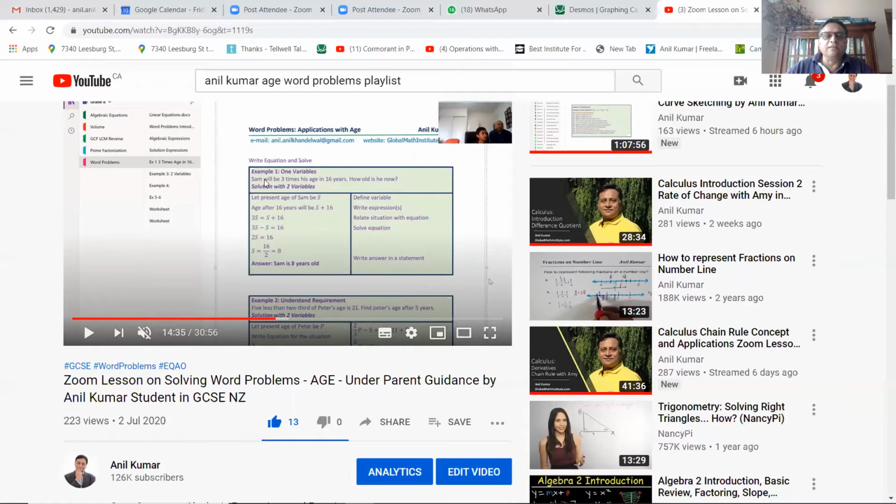That is it, right? Sam. So relate your variable to the name so it becomes simpler. Now I say Sam will be three times his age in 16 years. After 16 years, Sam's age will be S plus 16. And the relation is he'll be three times his age. 3S is equal to S plus 16. Does it make sense to you?